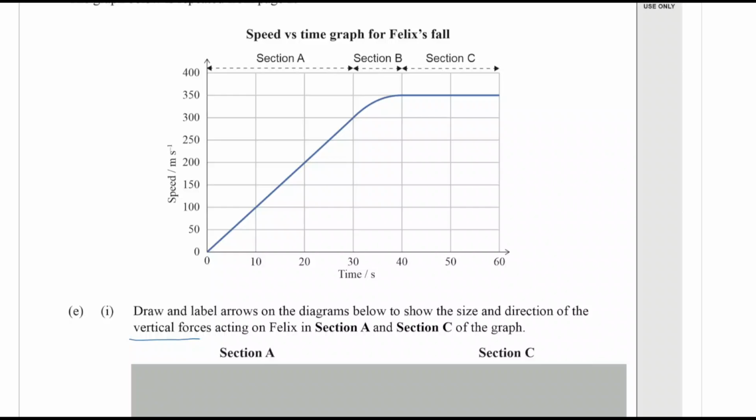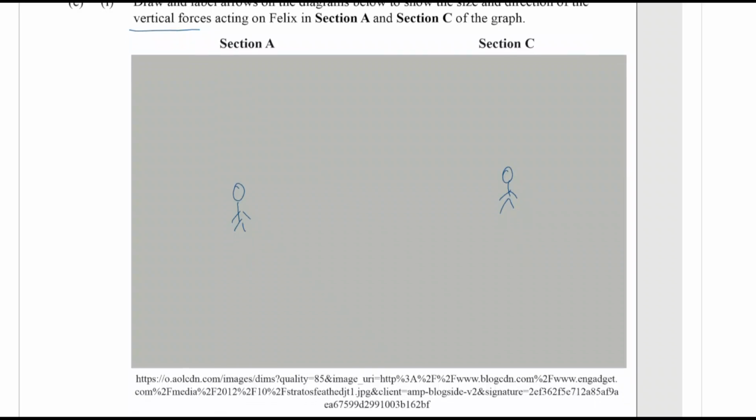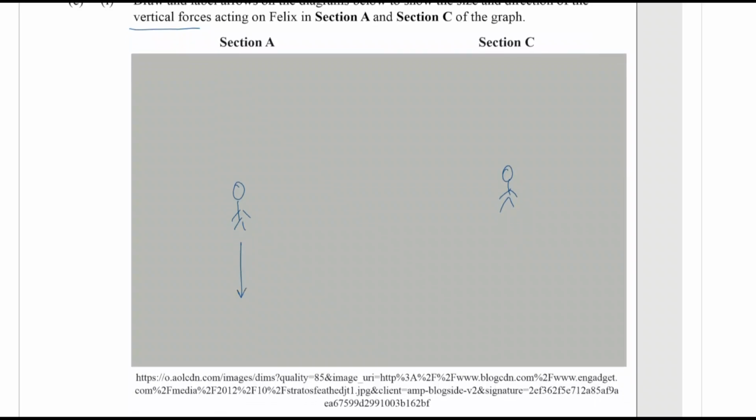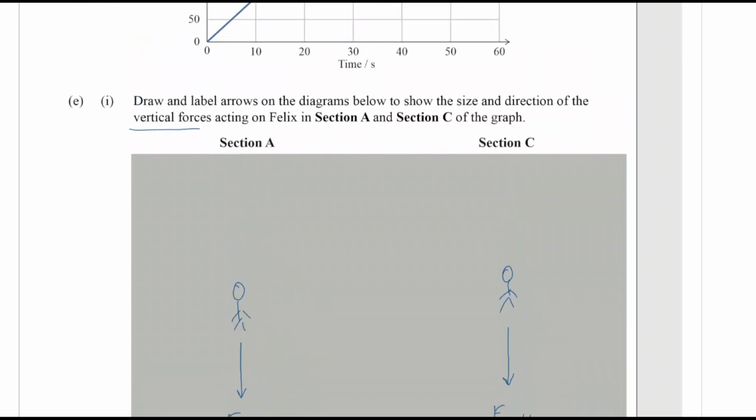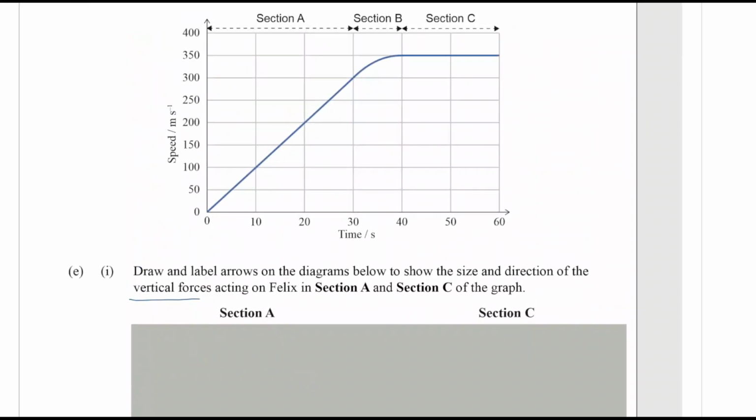Well, Felix assumedly has mass, so he will have a weight force. And that will be in both section A and C. Is his mass the same? Yeah, he's not like burning fuel or anything. So actually these two weight forces will be the same, so the same size, because Felix has the same mass in both section A and C. So that makes sense.